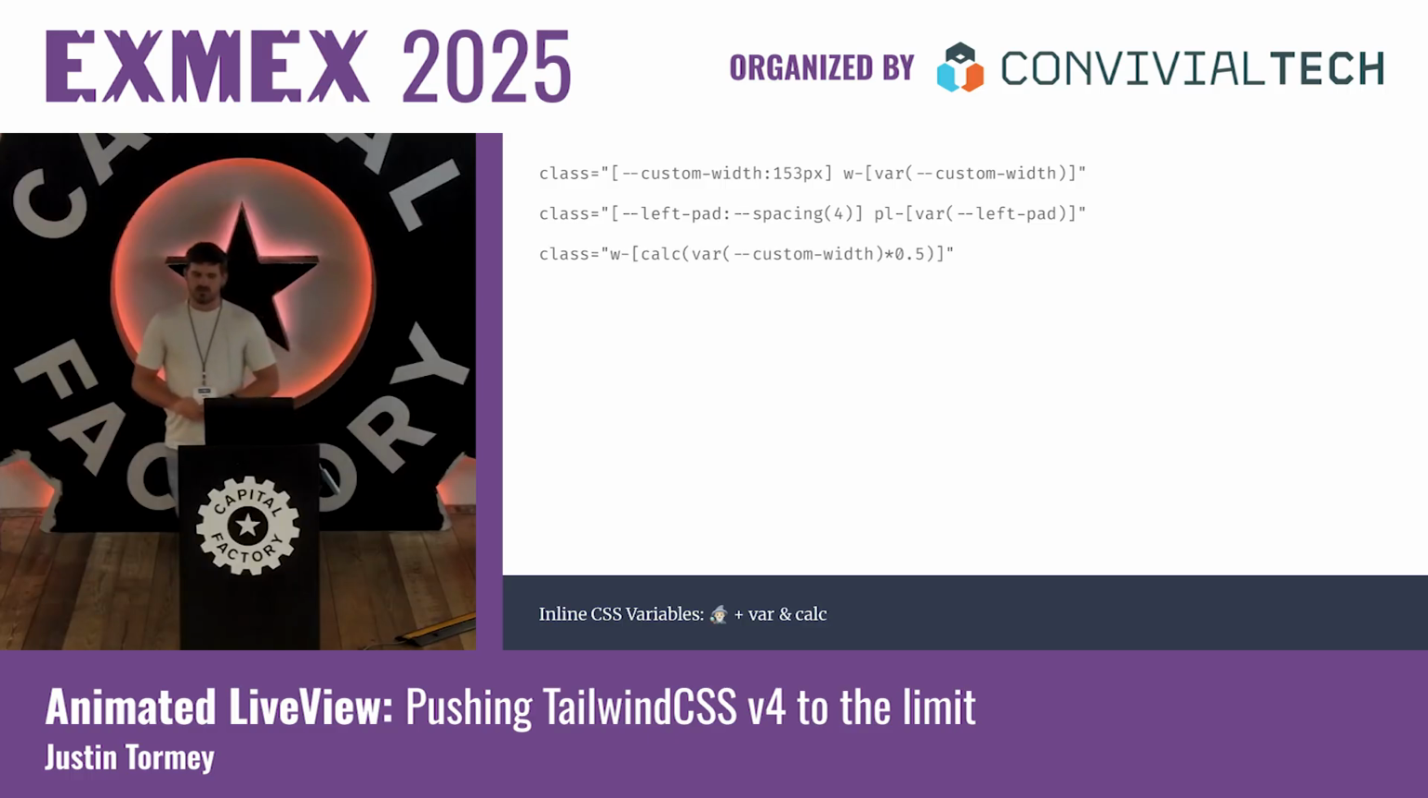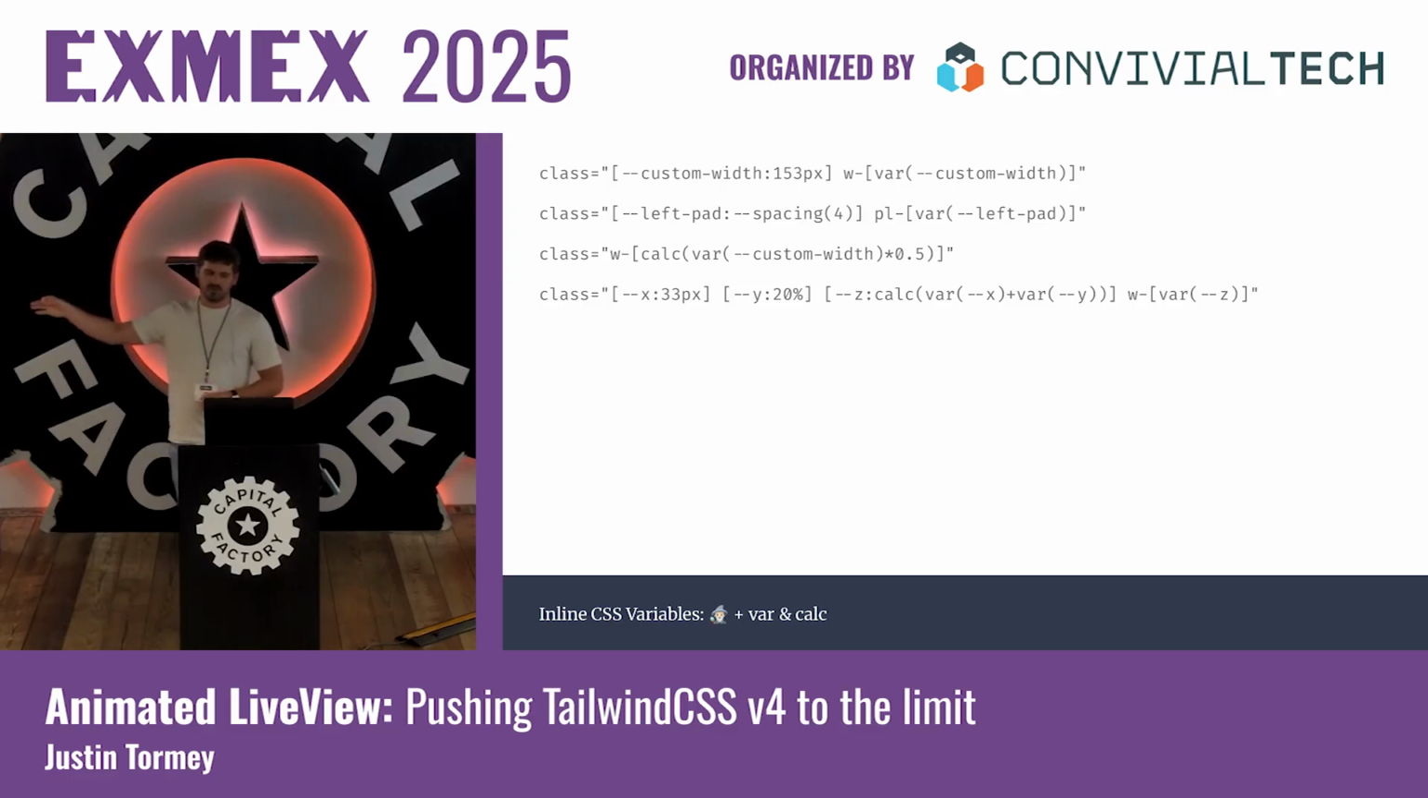You can also do calculations with these in your CSS class names. So here, if we want half of the width, we can calc and multiply by 0.5. And you can get pretty crazy with these because now you can have multiple variables used in multiple places. This one's defining a third variable by calculating the result of adding 2 other variables and then using that. And it just feels like a really good way to organize your code.